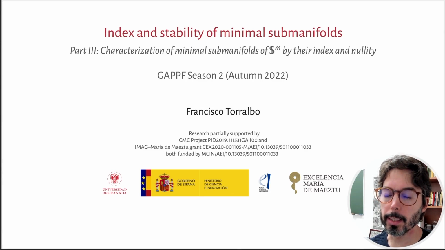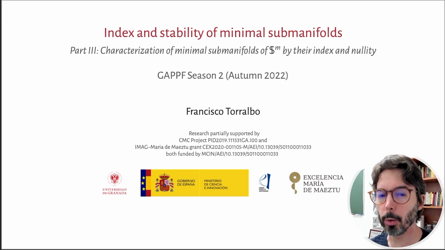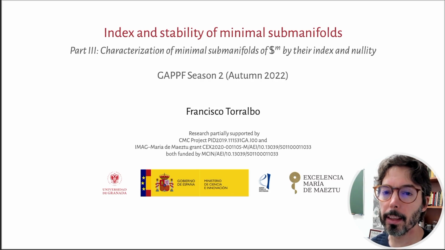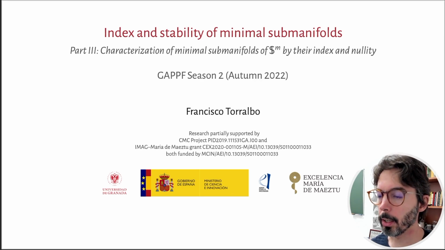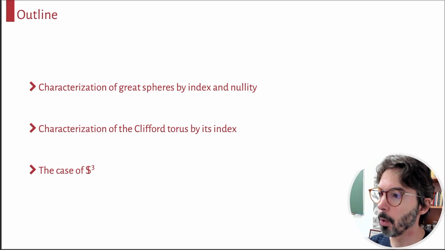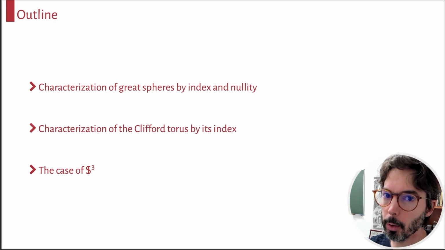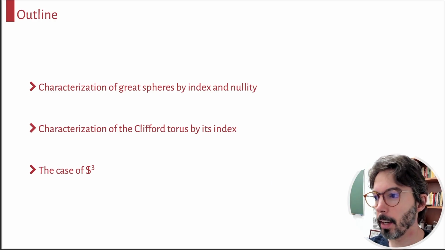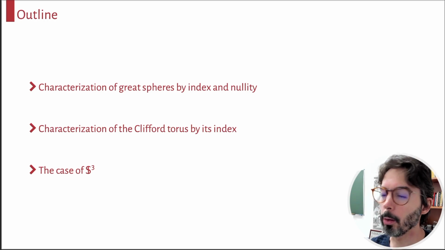I recall that in the second part we presented some examples, mainly great spheres and Clifford hypersurfaces, and we computed their index and nullity. This talk is divided into three parts. We will first present the classical results of Simons, in which the great spheres are characterized by their index and nullity. Then in the second part we will present a result by Urbano about the characterization of the Clifford torus in the three-sphere by its index, and also some generalizations in higher codimension. And finally, we will present the present situation of the study of lowest index examples in the three-sphere.